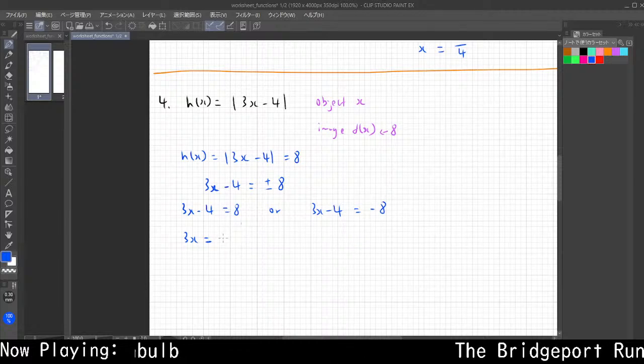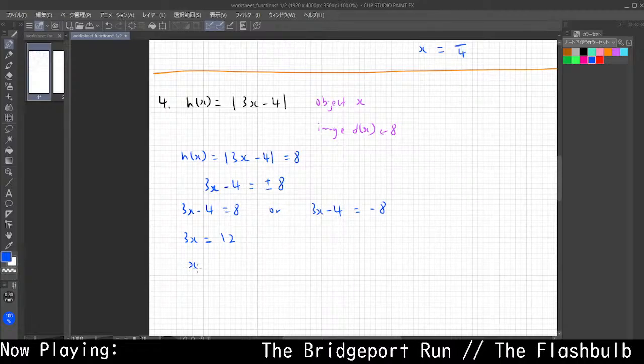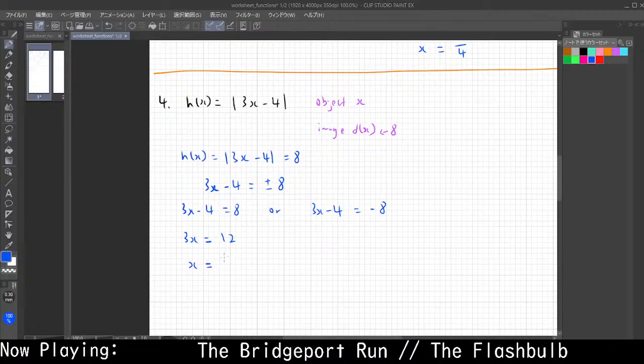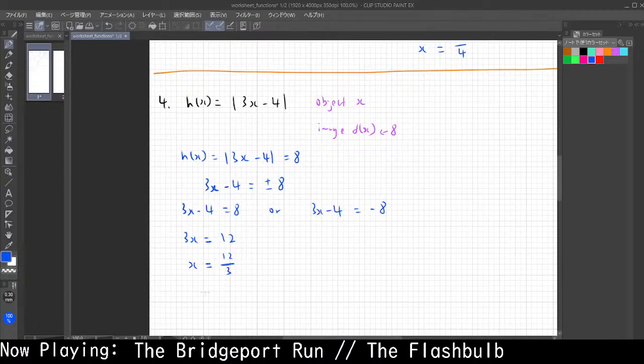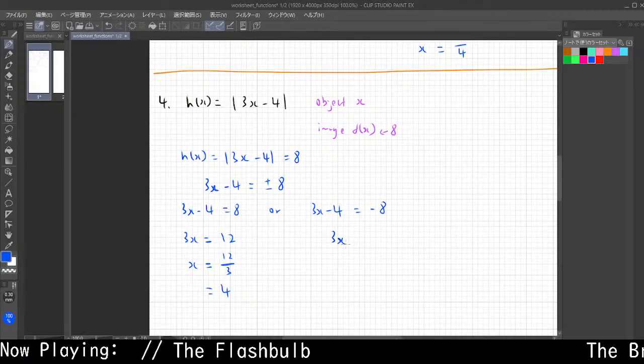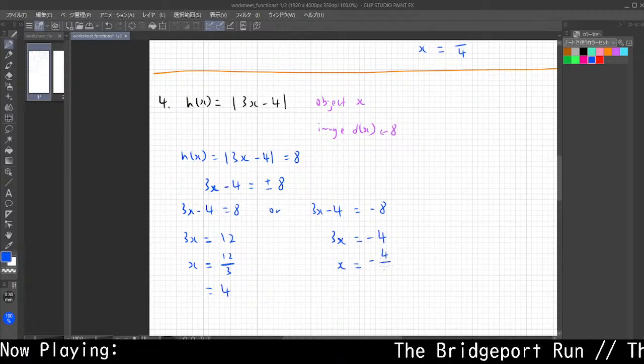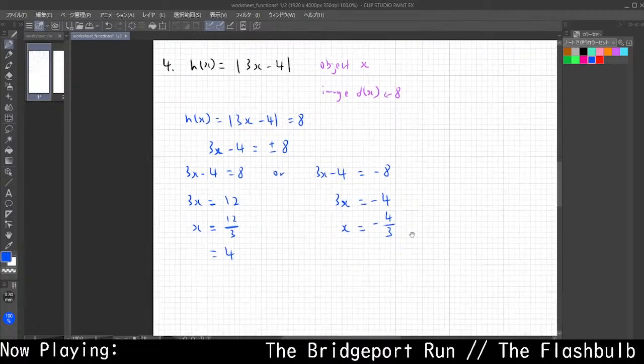Rearrange the terms. Minus 4 moves over to become plus 4. 8 plus 4 is 12. 3 moves over to do division. 12 divided by 3, you get 4. Other case, 4 moves over to become plus. Negative 8 plus 4 is negative 4. 3 moves over to do division. Negative 4 over 3. Nothing else you can do. That will be your answer.